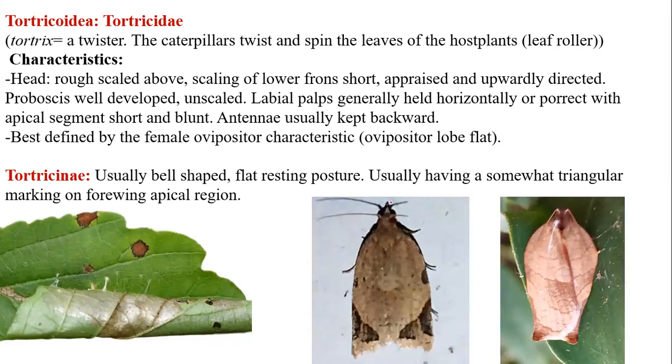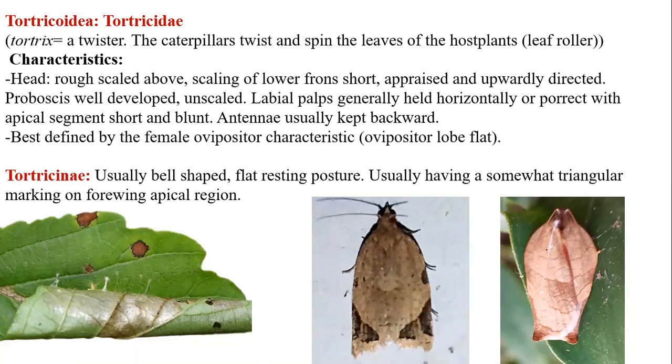Now, I think that if we try to identify the subfamilies of this family, then it is easy to identify this family, because identifying subfamilies is easy. This family actually consists of three subfamilies, which are Tortricini, Olethriutini, and Clidanotini. Now, in case of Tortricini, the members are usually bell-shaped or having flat resting posture. You are seeing here two representatives of this subfamily, which have a somewhat bell-shaped appearance and flat resting posture.